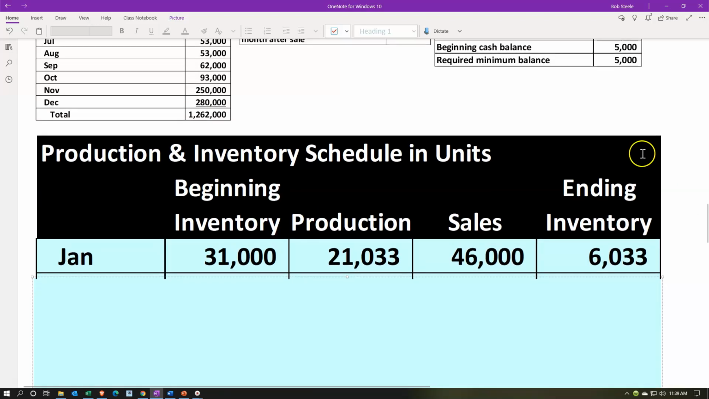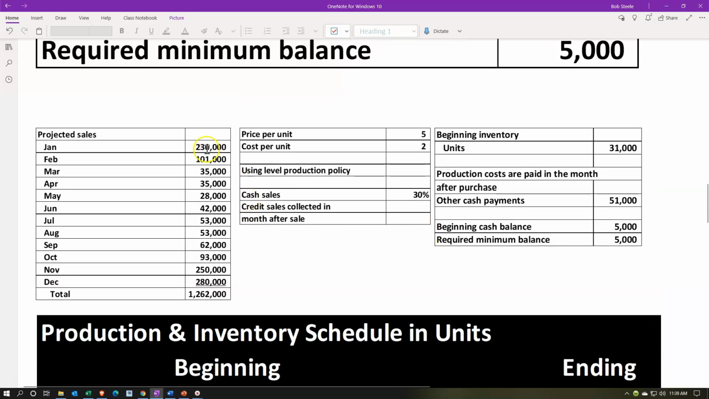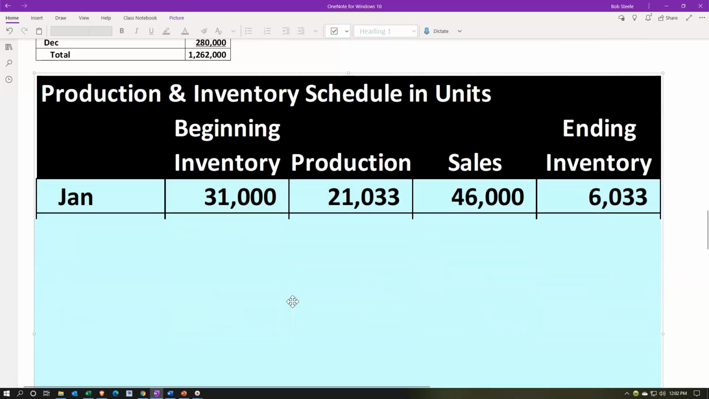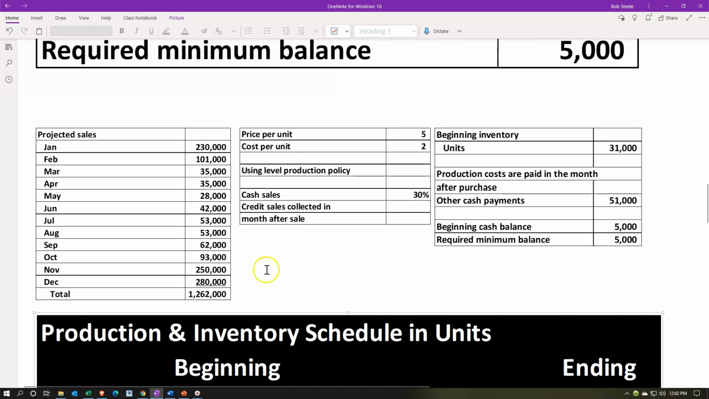Then what we're going to do is assume that we want to end at the same point that we started at. So we want to end with the 31,000. We're going to produce over the year the total of this 1,262, but we're going to produce it evenly. So we're obviously going to assume that we're going to sell that many units as well. So at the end of the year, we're still going to be ending up with this 31,000. That's how the schedule is going to work, although we will have the even production that we're going to be doing in order to meet what we think the sales will be for the year.